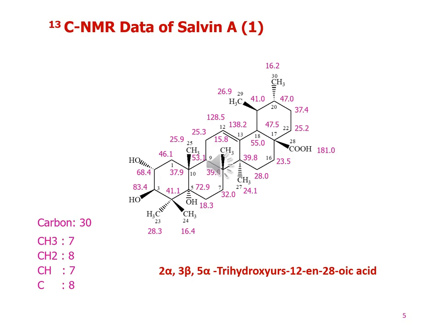It was also confirmed by the broadband and DEPT C13 NMR spectra, which disclosed 30 carbon signals including 7 methyl, 8 methylene, 7 methine and 8 quaternary carbons. The downfield signal at sigma 181.0 could be assigned to the acid carbonyl, while the signals of olefinic carbon double bonds were observed at sigma 138.2 and 128.5 respectively. 2 oxymethine carbons were observed at sigma 83.4 and 68.4, while a downfield quaternary carbon at sigma 72.9 indicated the presence of tertiary hydroxyl group.